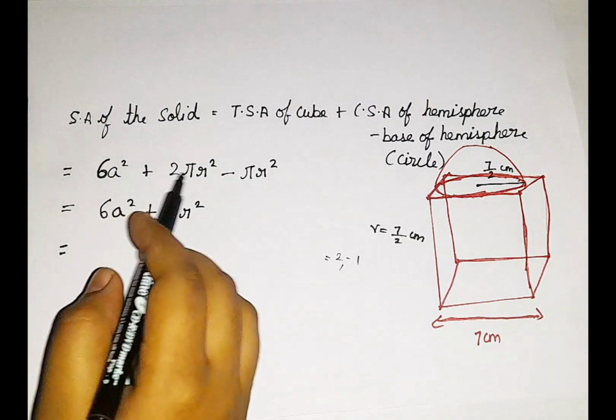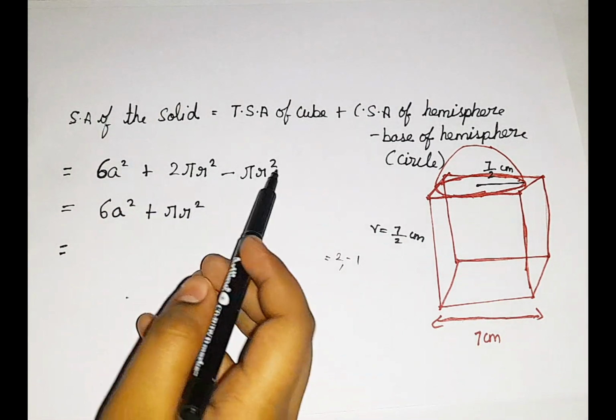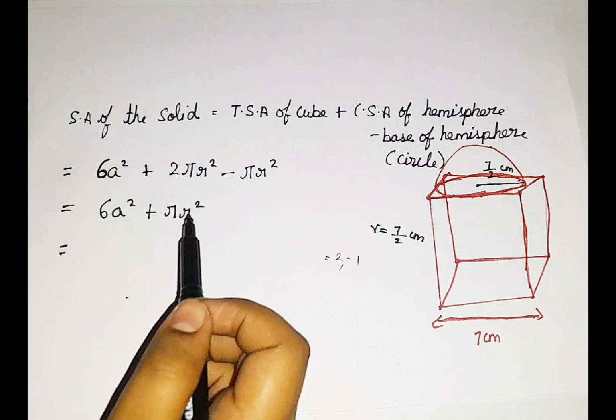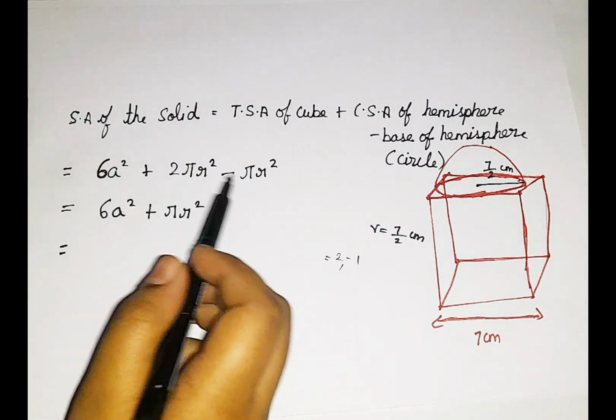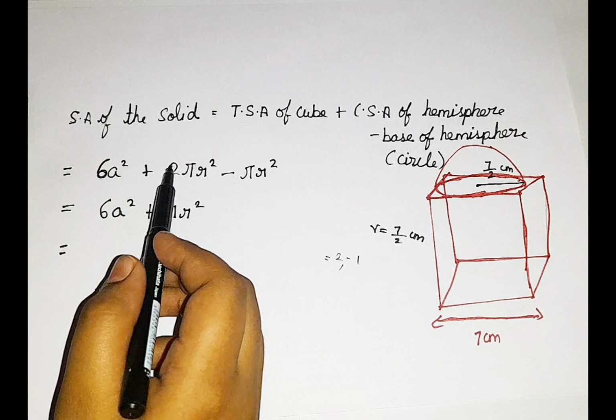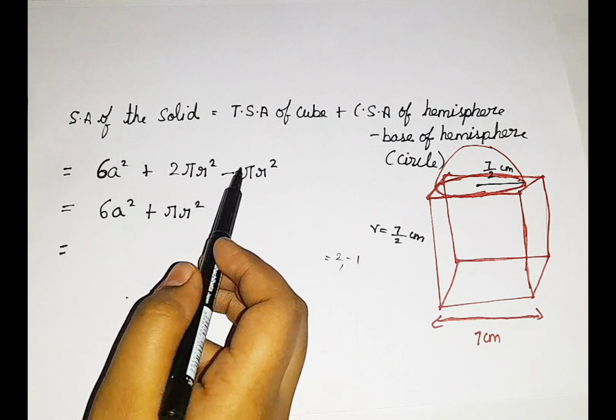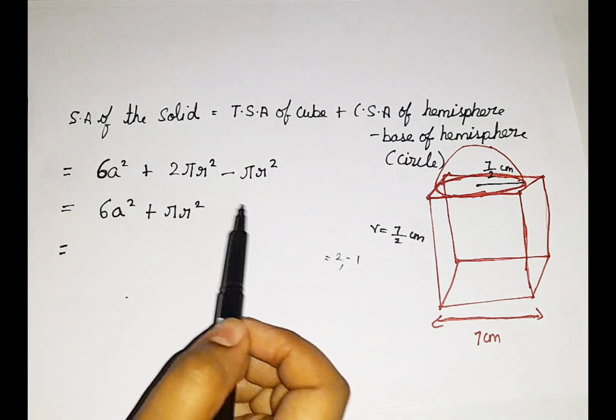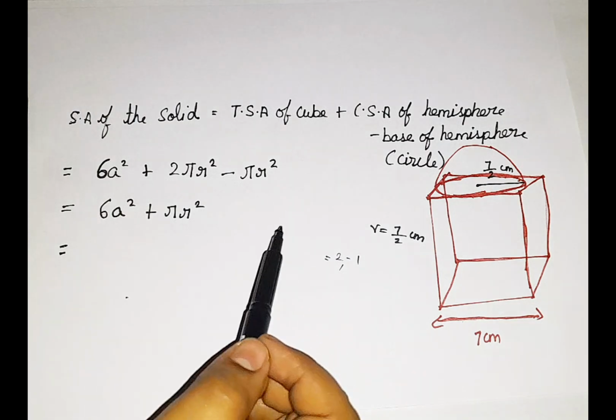So if you don't understand this, why? Because it seems difficult just because we have pi. Okay, so the simple thing I would like to say is, here we have 2 pi r square, but here we have 1 pi r square. So when we subtract 2 minus 1, we get 1.